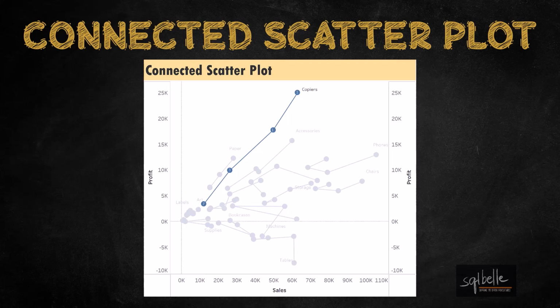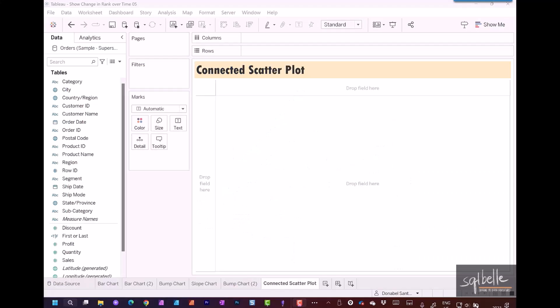A scatter plot is used when we want to visualize and analyze two continuous variables, usually between an independent and a dependent variable. The connected scatter plot is a variation of this. In a connected scatter plot, we're going to connect the dots based on a specific sequence. In our example, we're going to introduce our time component and connect the dots based on the time component. So let's start off with a simple scatter plot first.